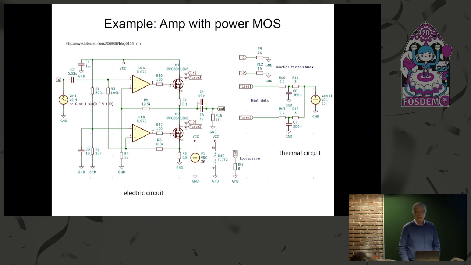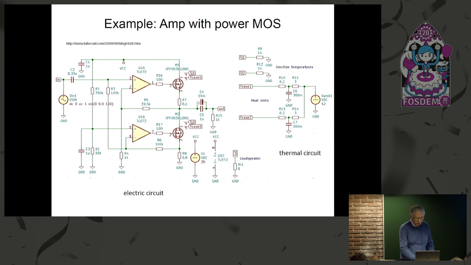Here you see just another power amplifier made in a KiCad schematic for generating the ngSpice netlist. And you see the MOS devices, and these MOS devices, the power devices on the right, are a little bit special because they don't have only three pins, but they have five pins. They have three electrical and two thermal pins. One thermal pin is the junction temperature, and the other is the outer case temperature. Yeah, so this is the interconnection between the electronic and the thermal circuitry.